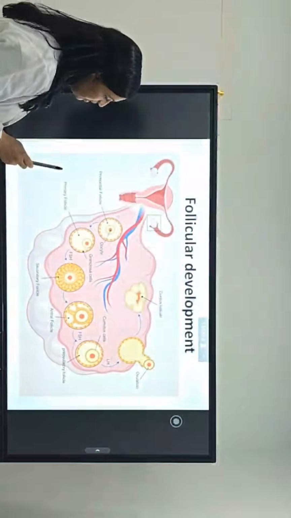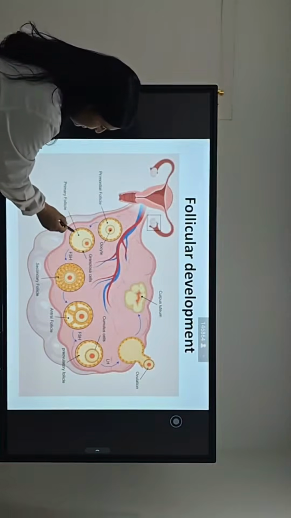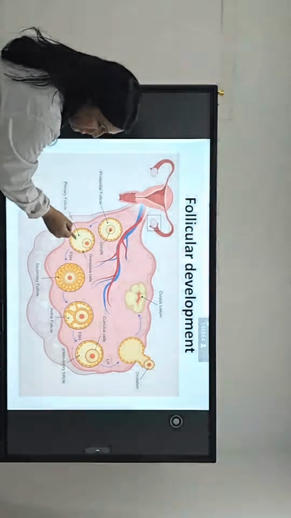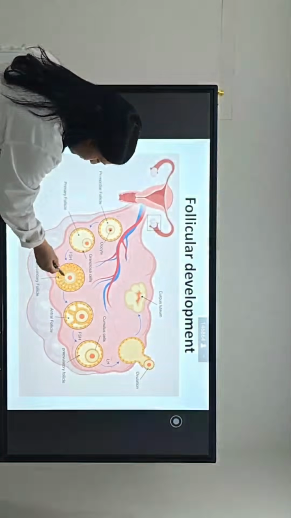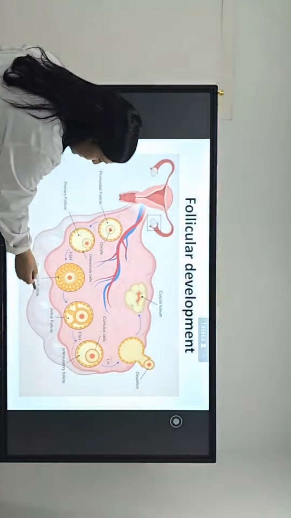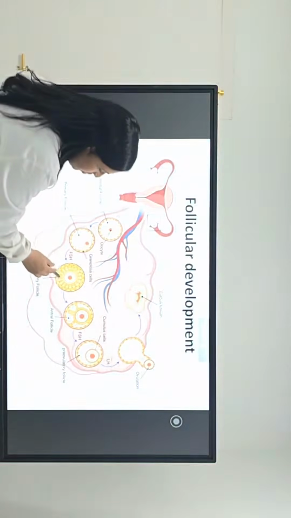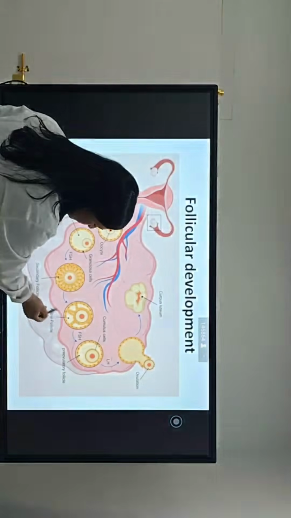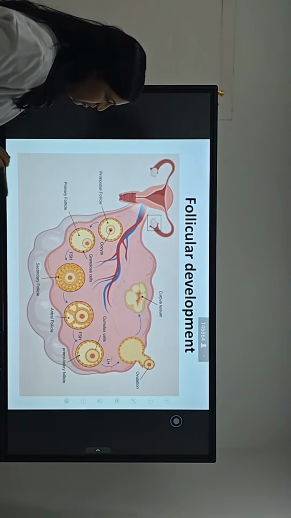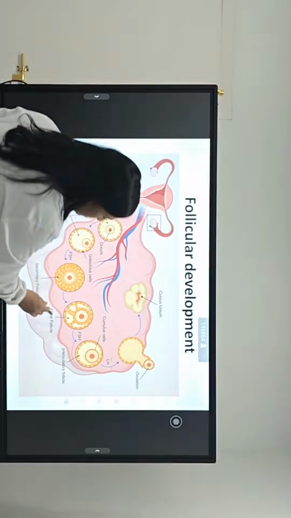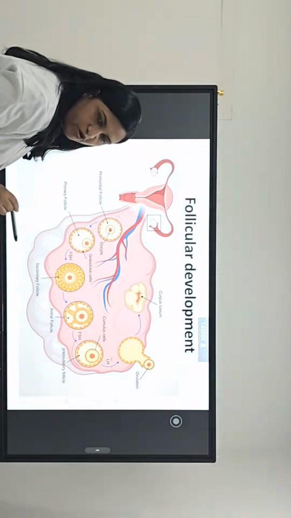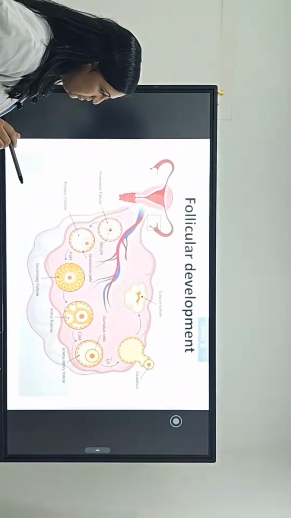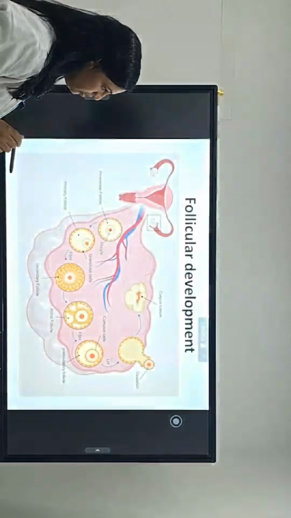Now, under the effect of FSH, this granulosa cell layer, which is the cuboidal layer, will proliferate and form a secondary follicle. This secondary follicle further accumulates estrogen, resulting in the formation of an antral follicle. This antral follicle converts to a pre-ovulatory follicle or a dominant follicle, which is also known as the Graafian follicle.